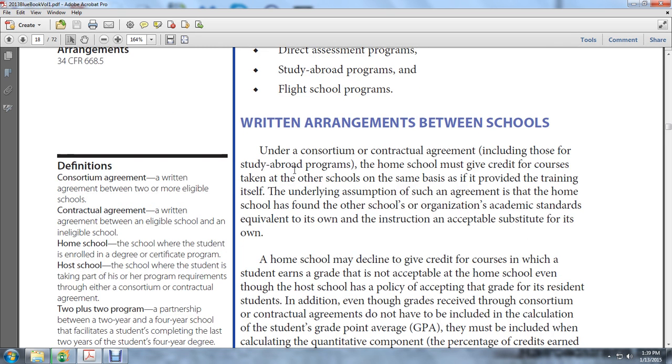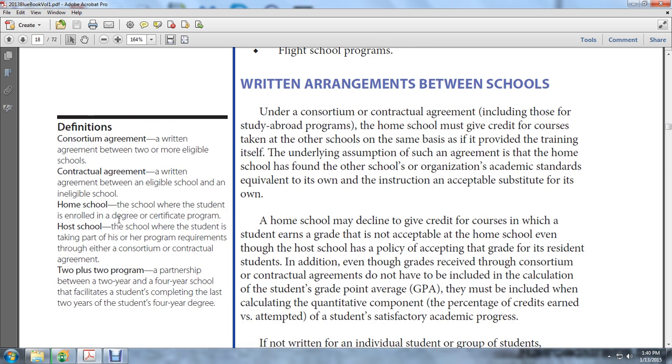Definitions of the agreements. A consortium is an arrangement between two or more eligible schools. A contractual arrangement is a written arrangement between eligible schools and ineligible schools. The home school is the school where the student is enrolled for the degree or certificate. The host school is the school where the student takes part of his or her program requirements through the consortium or contractual agreement. The 2+2 programs are partnerships between 2-year and 4-year schools that facilitate a student completing the last 2 years of the student's 4-year degree.